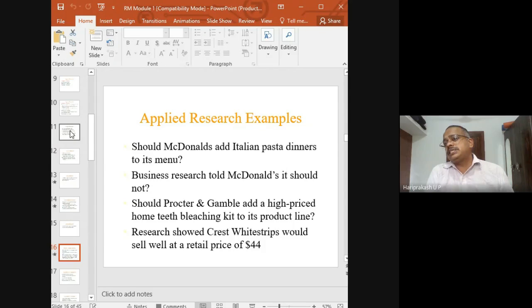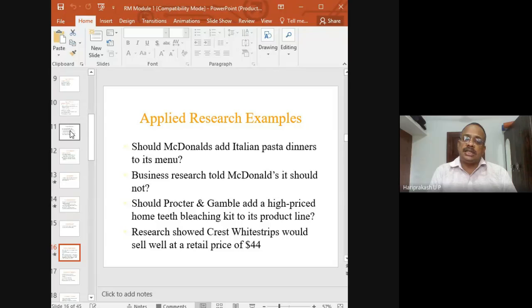If they find only some 5% of the people prefer, 95% don't like Italian pasta, then they will not add this. They will come to know that there will be no demand for that product, even if they add it to the menu. However good it may be, very tasty, the price may be very attractive, right? But people don't prefer it, then why would they have to add it? It will be a loss for them, like that.